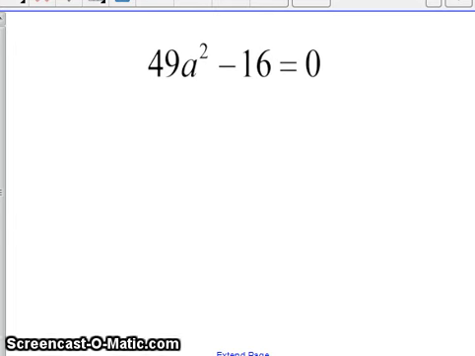What numbers divide 49? 7. 7, good. Only 7 times 7, or of course 49 and 1. Is 16 divided by 7? No. All right, so there's no GCF.